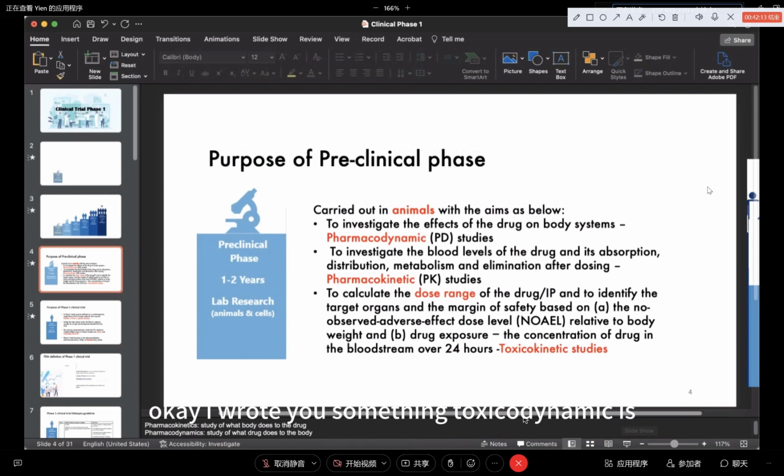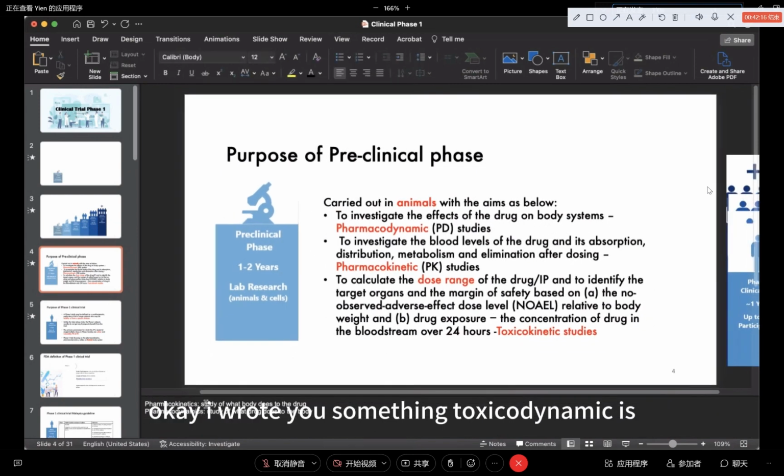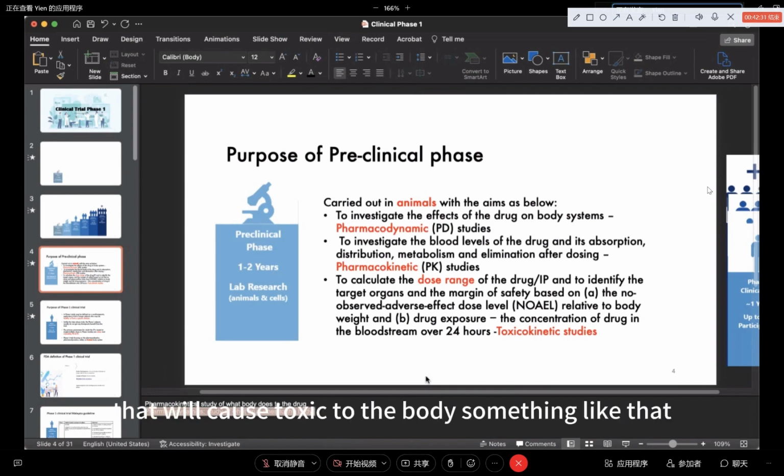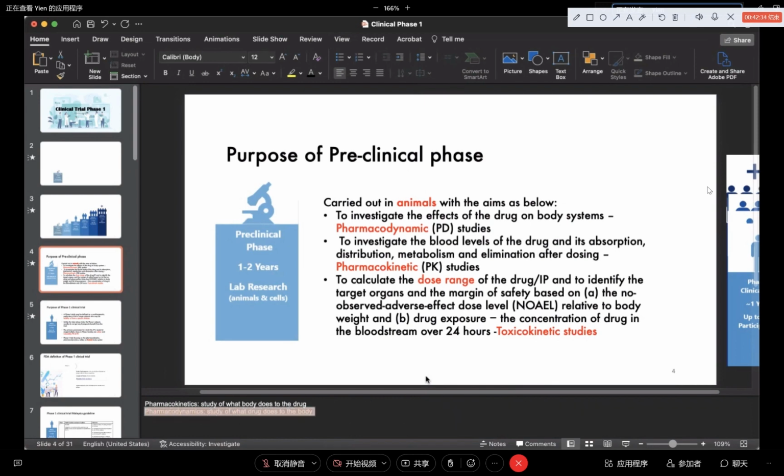Okay. I wrote here something. Pharmacokinetic is the study of what the body does to the drug. Pharmacodynamic is the study of what the drug does to the body. And toxicokinetic study is something like, I'm not sure, but is it the levels of drug that will cause toxic to the body? Something like that. Yes, it's about the dose of toxicity.